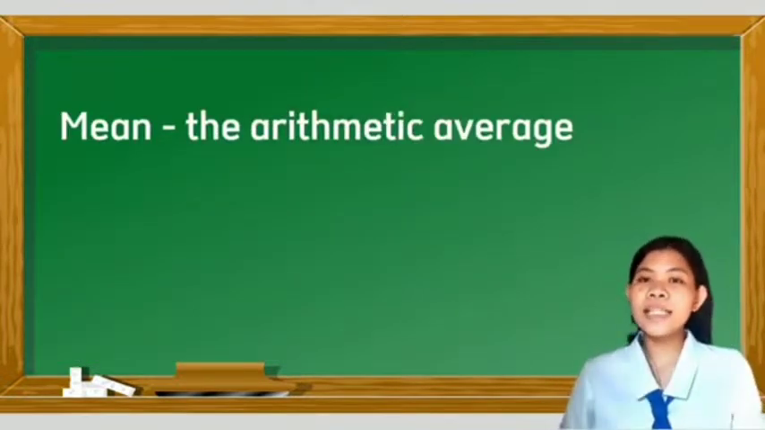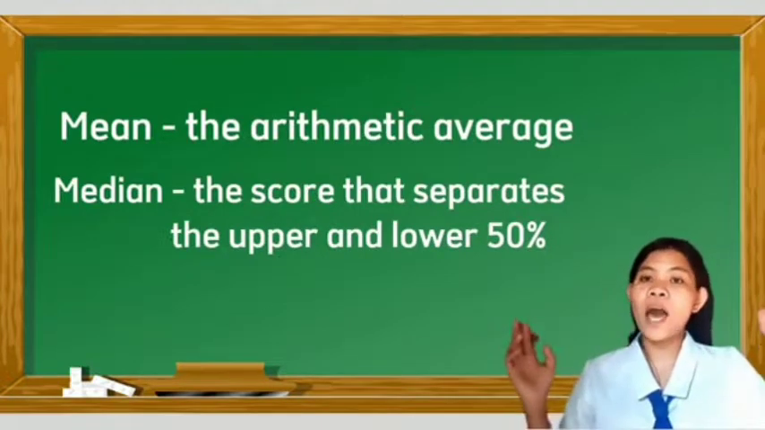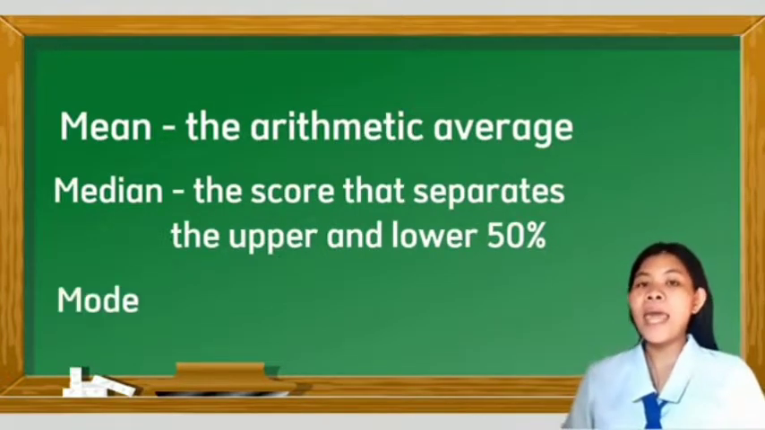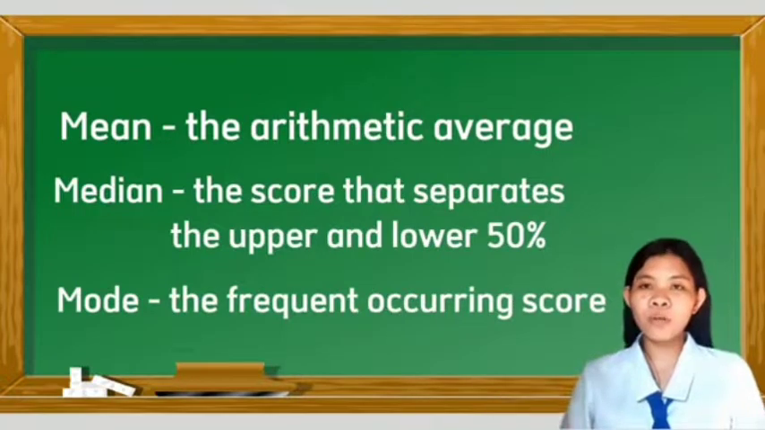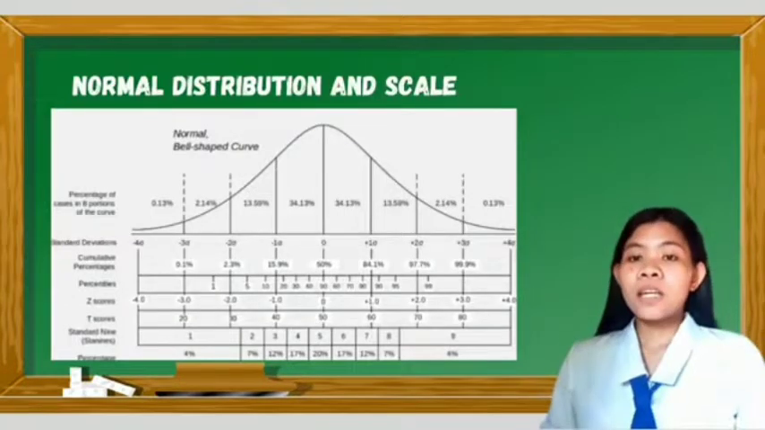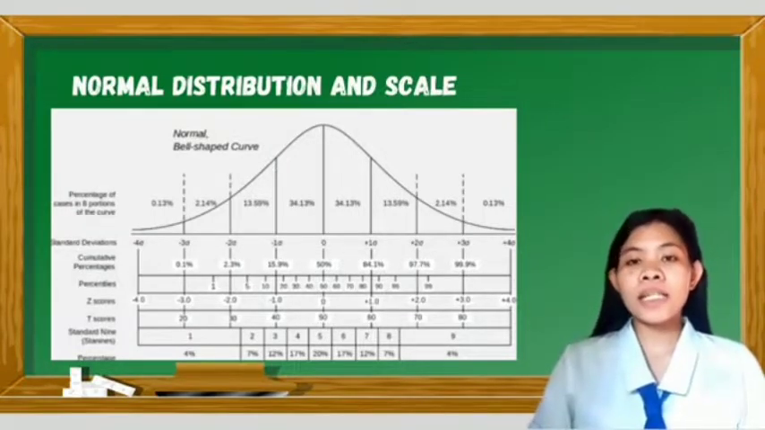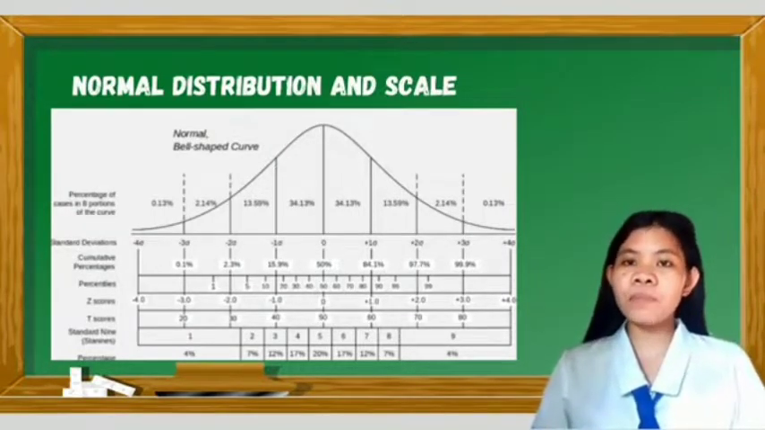The mean, which is the arithmetic average, the median, which is the score that separates the upper and the lower 50%, and the mode, which is the most frequently occurring score, are located at the center of the curve. Because the mean and the median are at the middle, it is expected that half of the test scores are below the mean and half are above it.